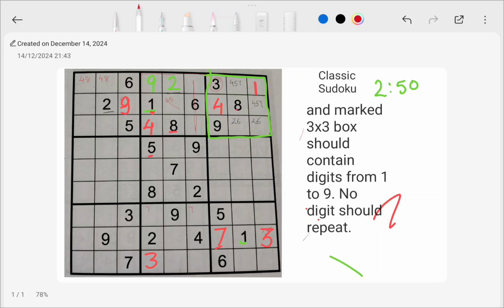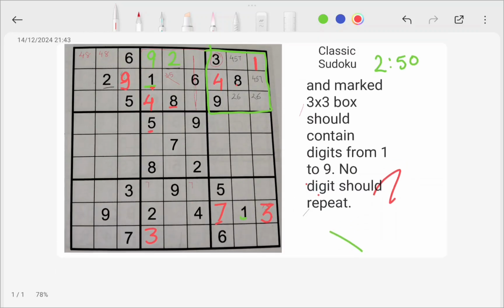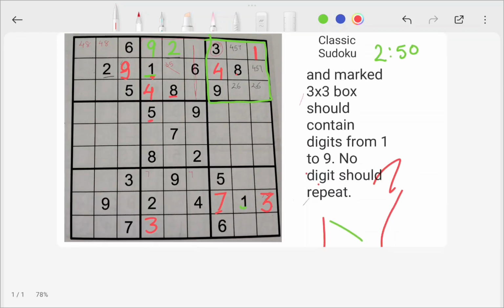Now check the third row. Only 3 numbers are left, that is 1, 3 and 7. Okay, from there we are not getting anything. Fine, just see this box 2.